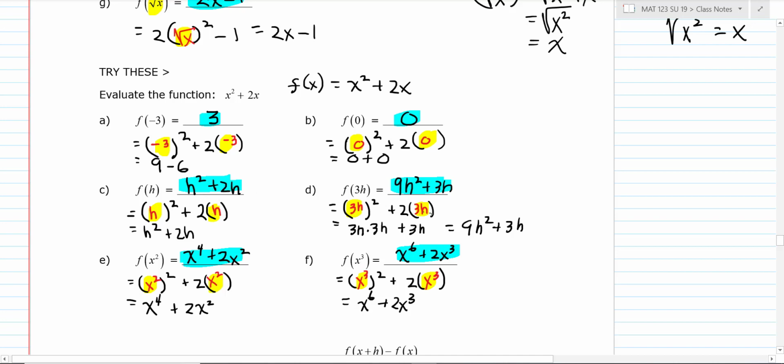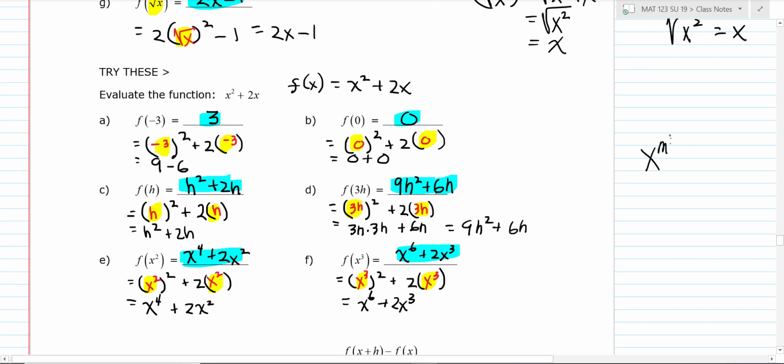This one, the first step, setting it up. If you're doing 3h squared, you're doing 3h times 3h, so that's 9h to the second. And then 2 times 3h is, oops, I made a mistake on that. Okay, so let's see, that would be 6h. Sorry about that. Okay, so that's how that goes. And then this next one would just be x to the fourth plus 2x squared. Again, x to the second, to the second, x to the fourth.